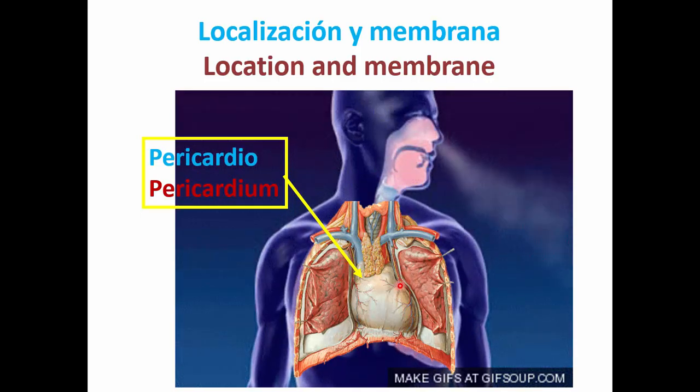So as you can see, the lungs have a membrane, which we'll later learn is a pleura, and it also surrounds the heart with another membrane called the pericardium. So this allows movement between the two organs without any obstruction.